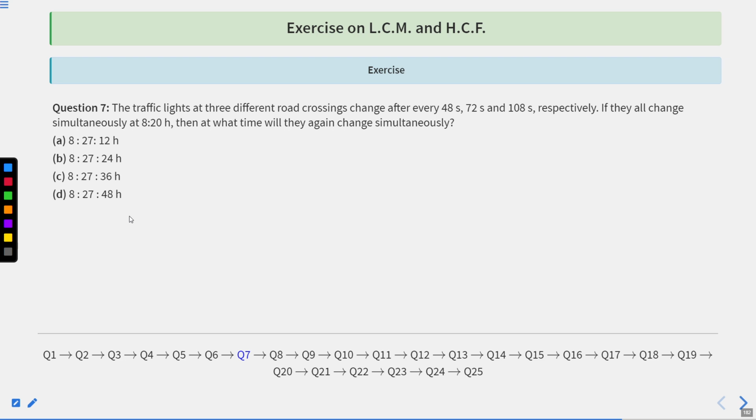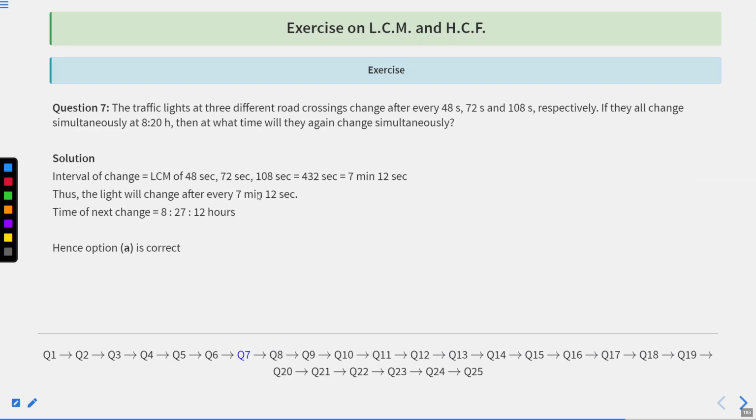Question number 7. The traffic lights at 3 different road crossings change after every 48 seconds, 72 seconds and 108 seconds respectively. If they all change simultaneously at 8:20 hours, then at what time will they change again simultaneously?